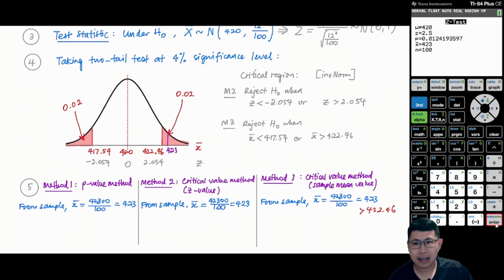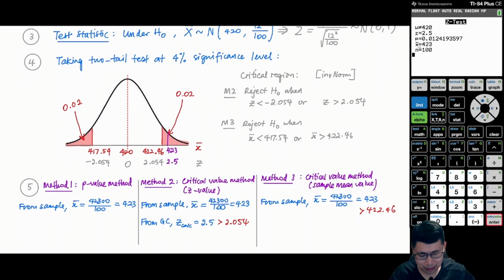Here I will look at the z value, from the GC. My z calculated is actually 2.5. So where is 2.5? 2.5 is over here, and this 2.5 is greater than 2.054, so greater than the critical region 2.054. Because of this, we can reject the null hypothesis. So this is method 2.